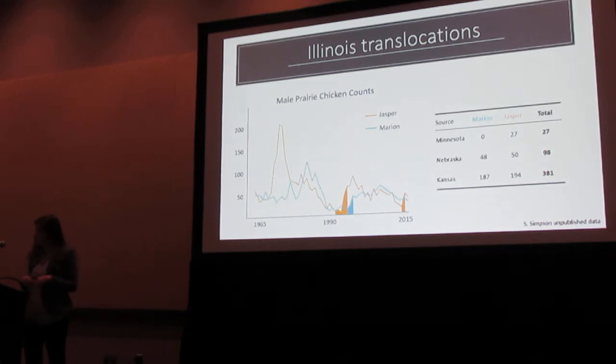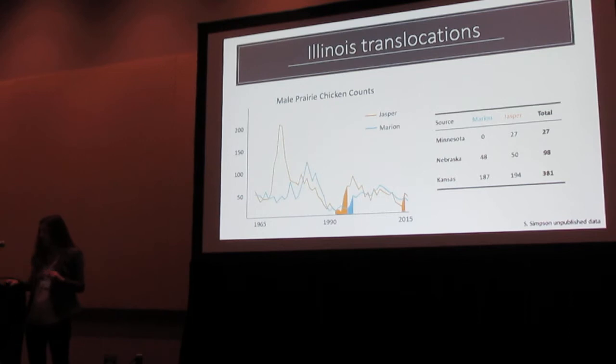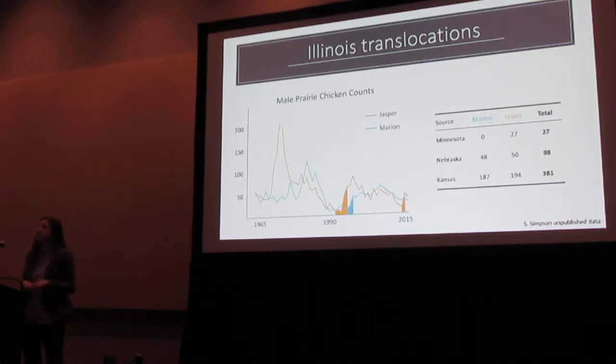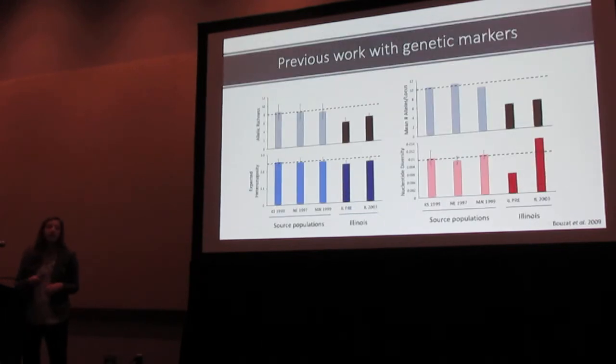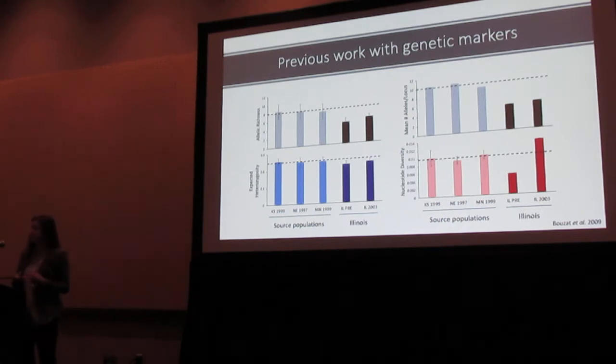So just on this little demographic trend, we can see in the shaded regions, these are years that we have translocations implemented into these 2 existing populations in Illinois in Jasper County and Marion County. Approximately 10 years after the completion of the translocations, the genetic diversity was assessed in the Illinois population to assess the success of this translocation.